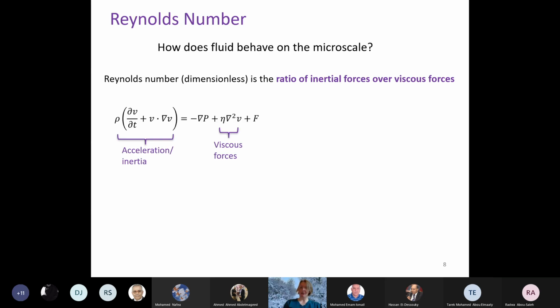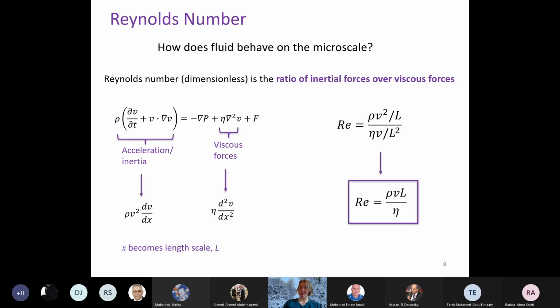So if we look back at our Navier-Stokes equation and we take the component that is for acceleration and inertia and the component that is for viscous forces, and we make X our length scale L, then we can look at the ratio of these two forces over each other. And that gives us an equation called the Reynolds number equation, which allows us to estimate the Reynolds number for a particular liquid, depending on that length scale L and the viscosity of the fluid and its velocity.